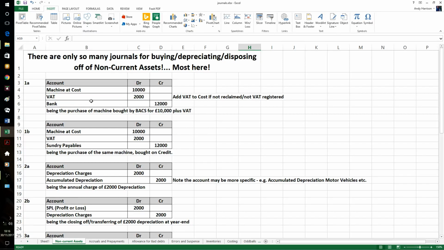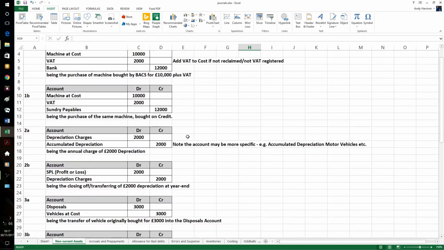So first one then, straightforward purchase, debit the machine at cost and the VAT, because if we're going to claim the VAT back, credit the bank. The VAT would just be added to the cost if we're not VAT registered or we're not going to be able to claim it back. If it's on credit, the difference is it goes to the sundry payables for credit.